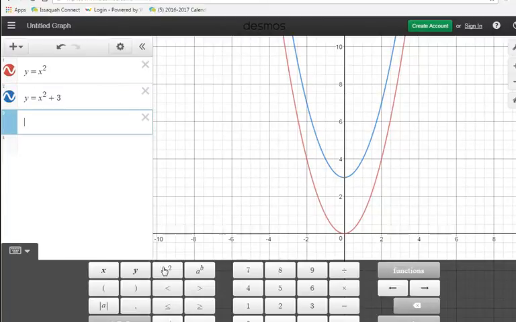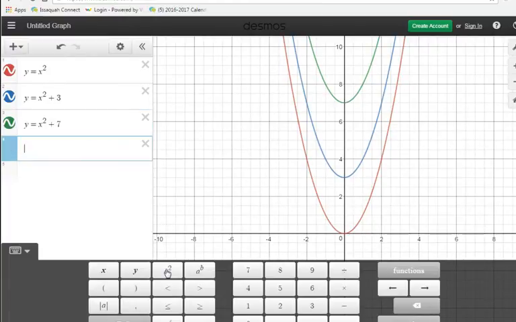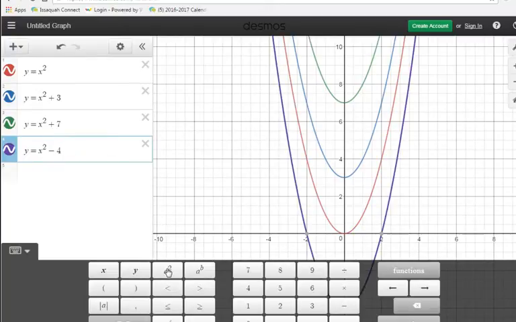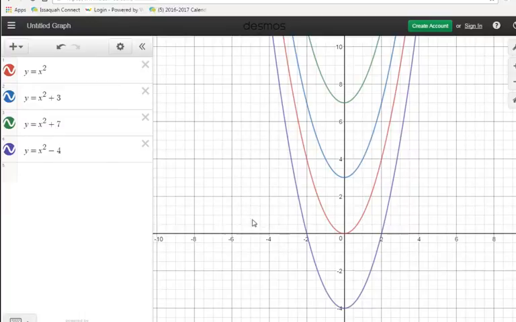All right, so that's the blue graph. Third one, y equals x squared plus 7. So I'm noticing all these vertical shifts. And then finally, y equals x squared minus 4. And that graph's down there. So let's take a look at these 4 graphs together. Y equals x squared had the center point. X squared plus 3 was the entire graph, but shifted up 3. Y equals x squared plus 7, the entire graph shifted up 7, and y equals x squared minus 4, the entire graph shifted down 4.